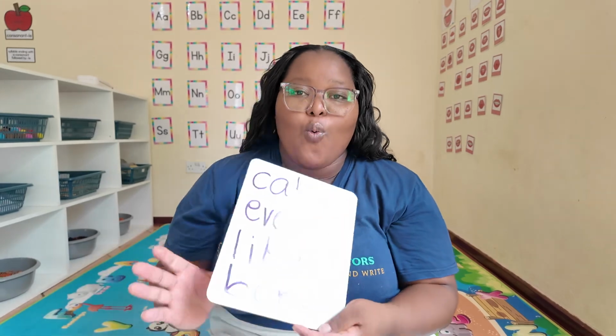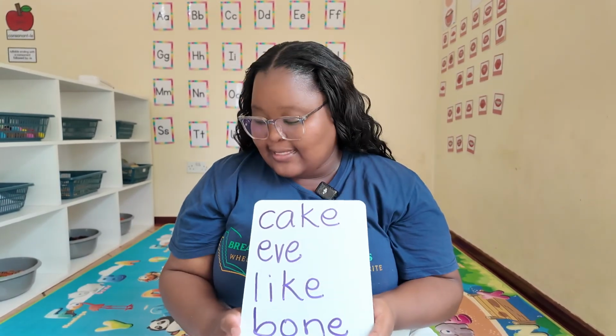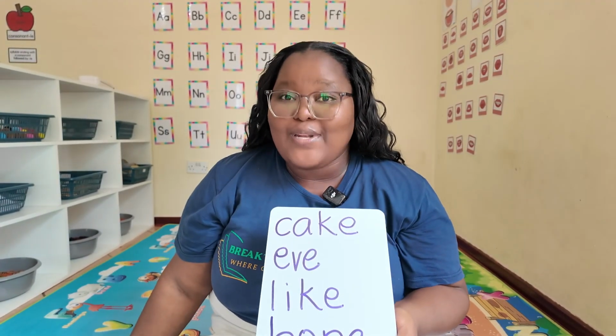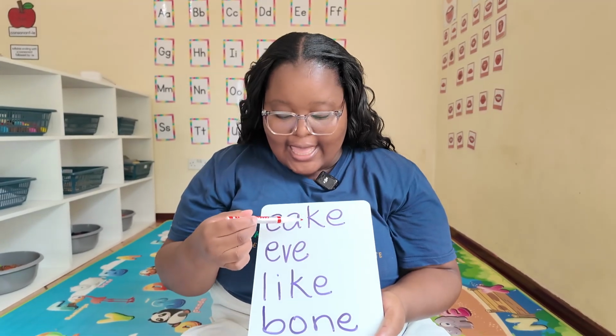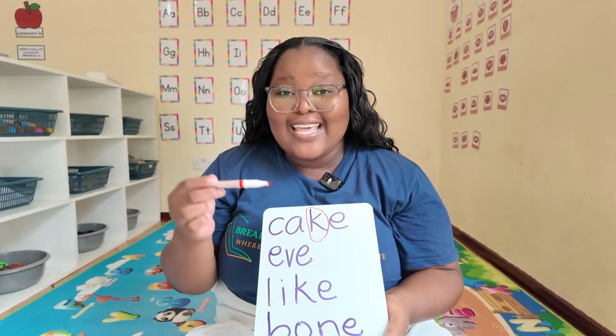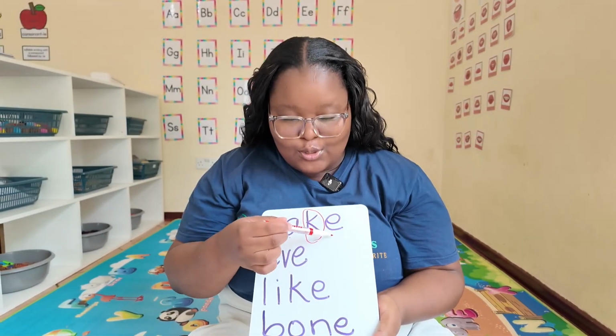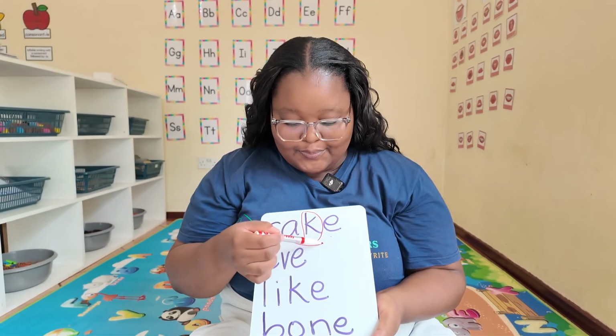On today's video, I'm going to be teaching you about a split digraph. Sometimes we call split digraphs the magic E words or the silent E words. Now, when we say a split digraph, we are talking about words like this. They are called a split digraph because there is a letter that splits these two vowels.